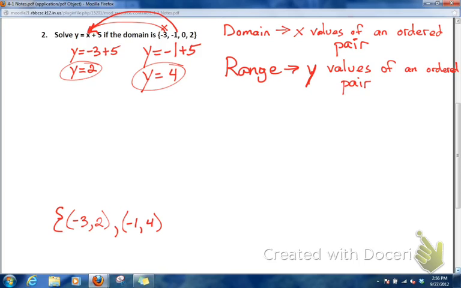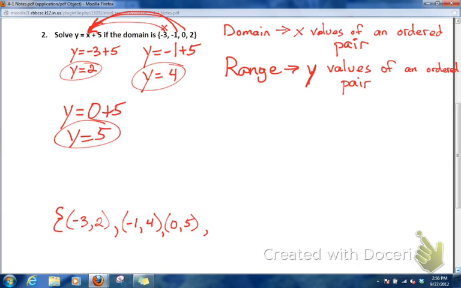And two more times I'm going to do this. I'm going to now plug 0 in for x. I'm going to write y equals 0 plus 5. So y equals 5. So my next ordered pair is 0, comma 5.